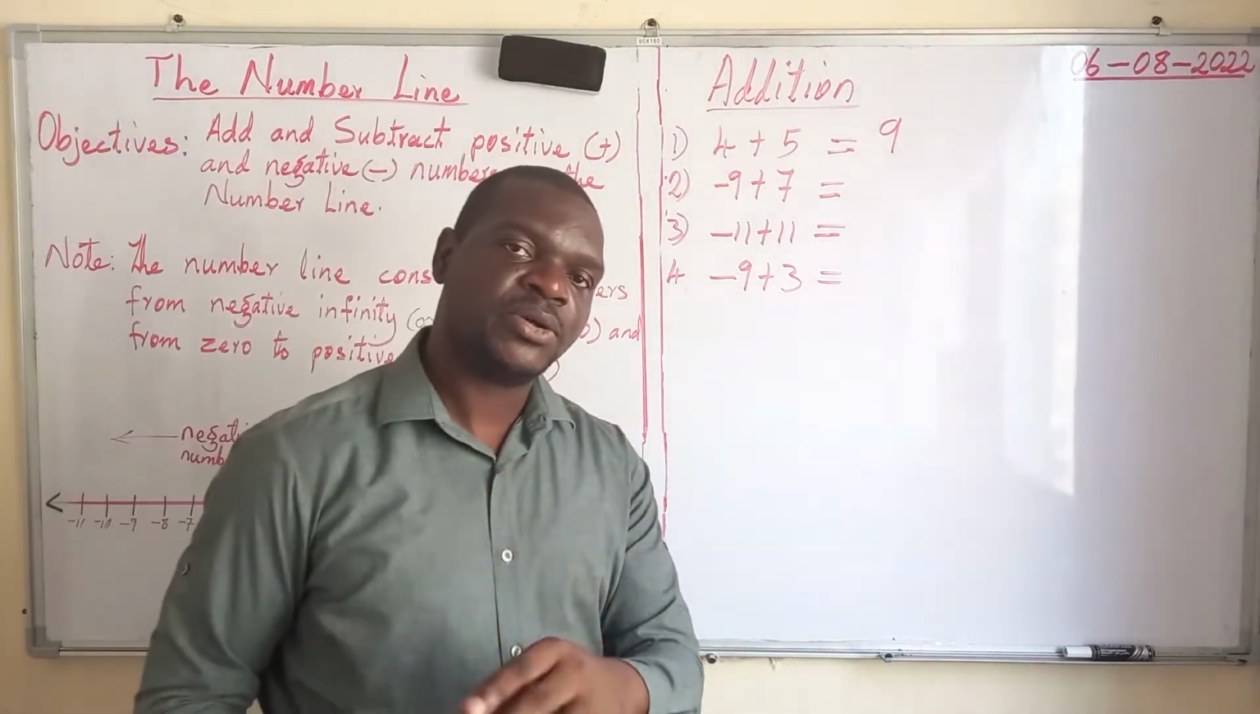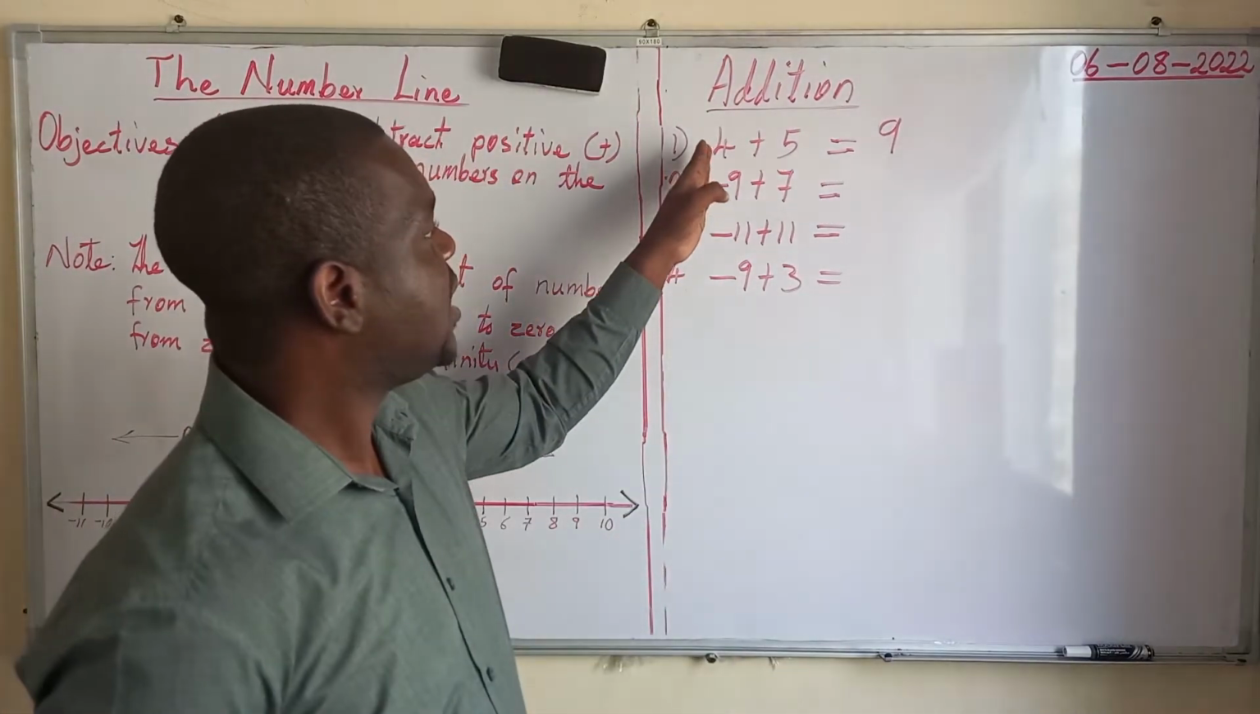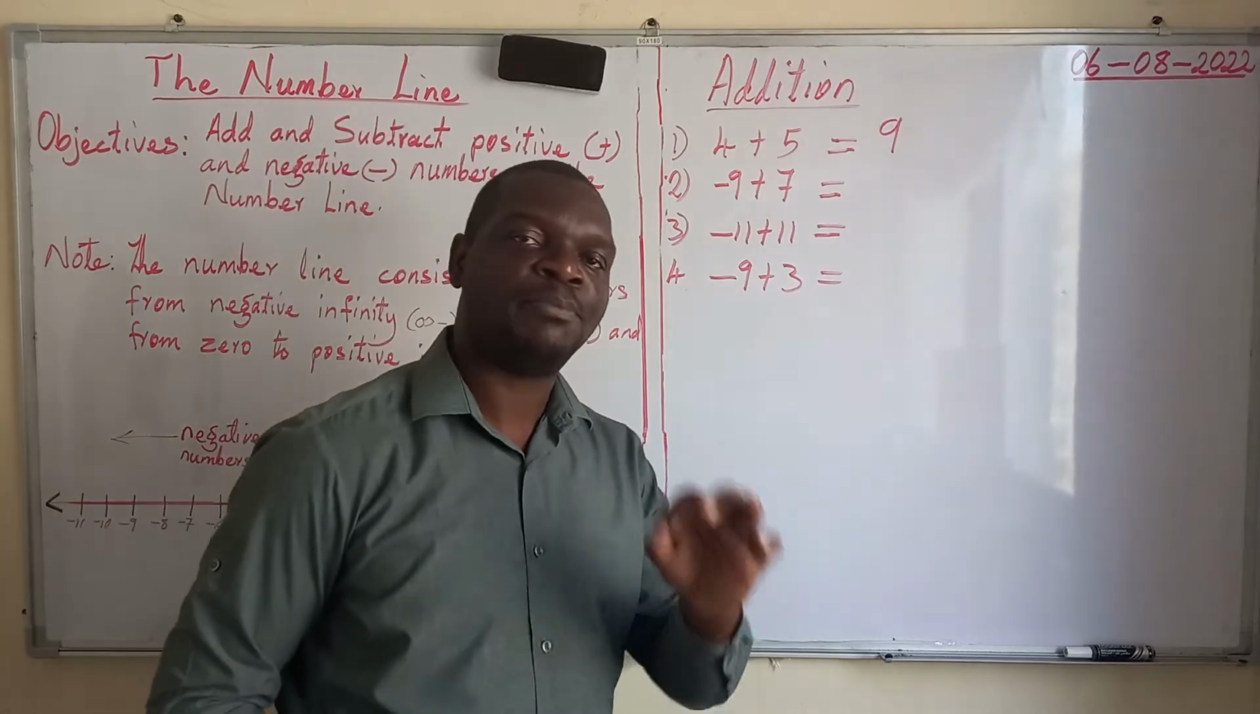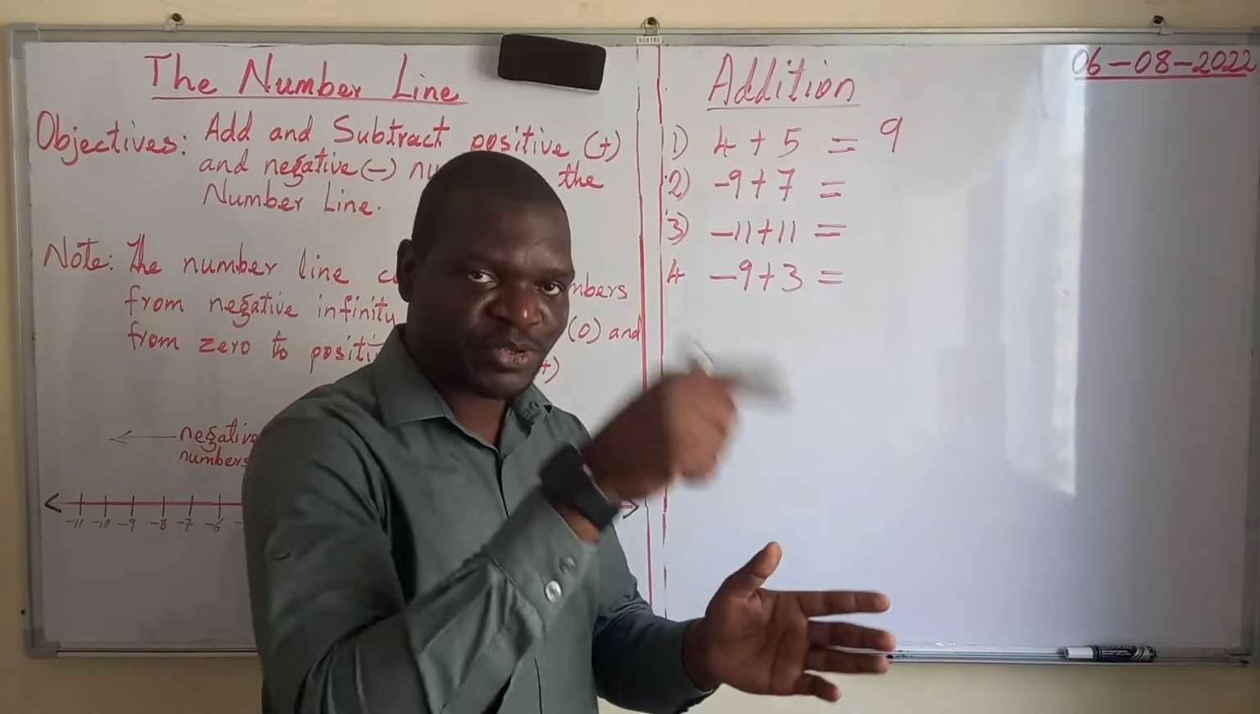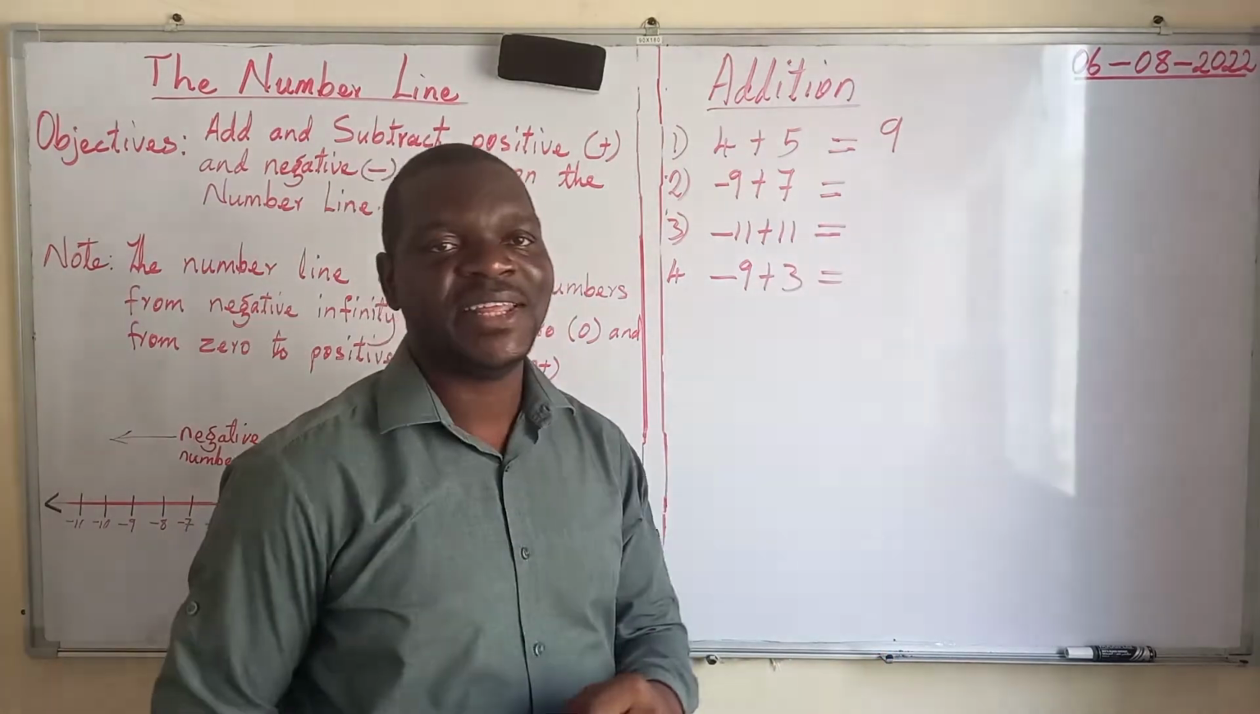You must also take note that numbers that have no sign in front of them are positive numbers. There is an invisible plus, positive sign in front of the number.